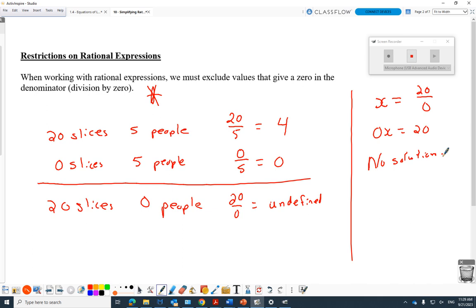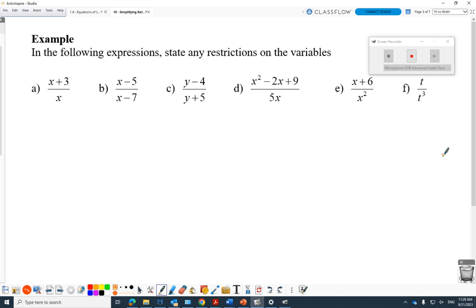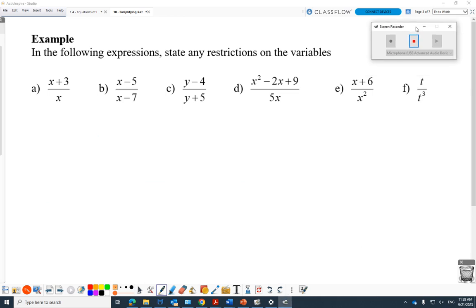And then when I show you what we have to do with it, you'll think it's pretty simple. In the following expressions, state any restrictions on the variables. Here's what our job will be with the division by 0 thing.